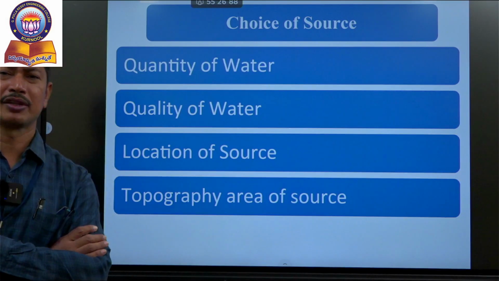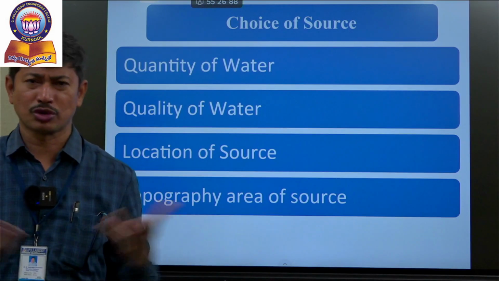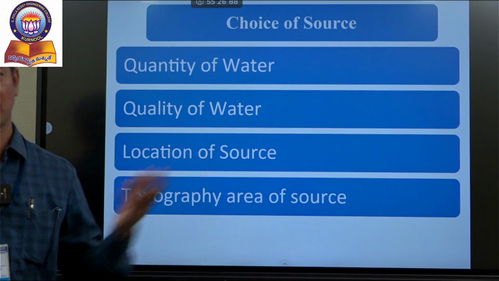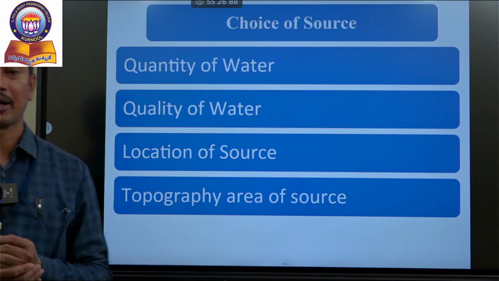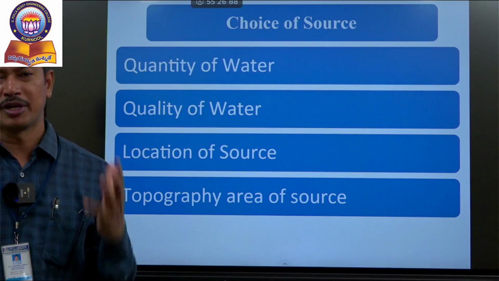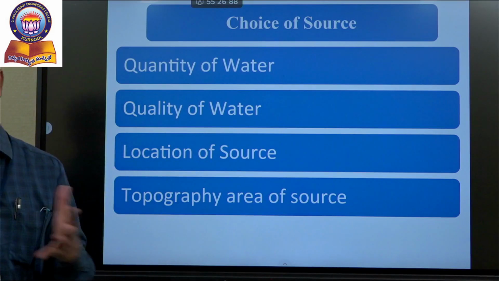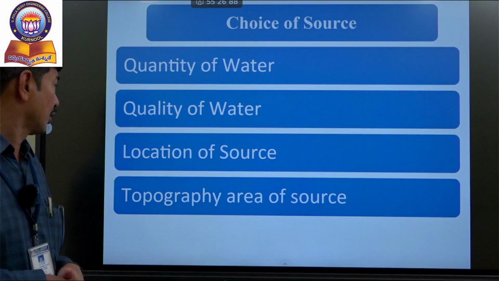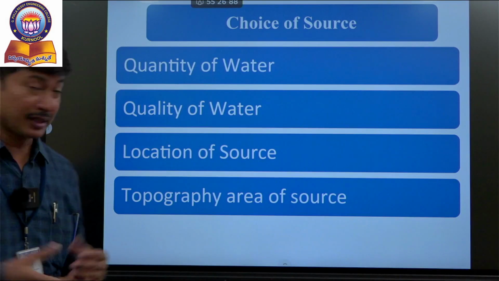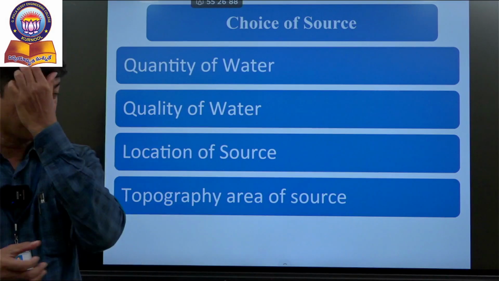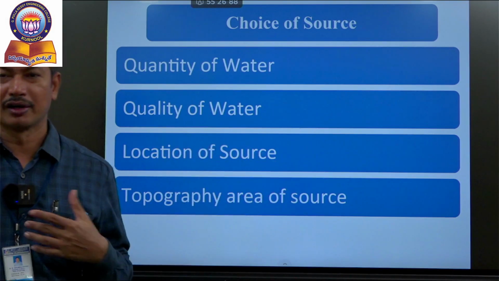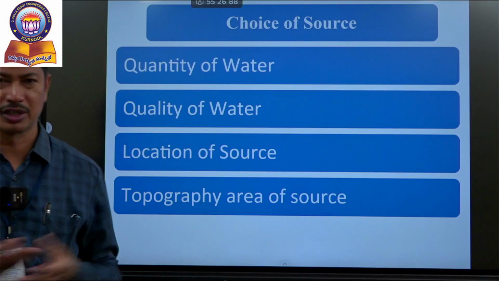Next, if two or three sources have the same quantity and can supply throughout the year, we choose the source whose quality is good, requiring minimum treatment. If quality is also good in two or three sources, then we consider location: far away or near the town. Generally we select the one near the town.